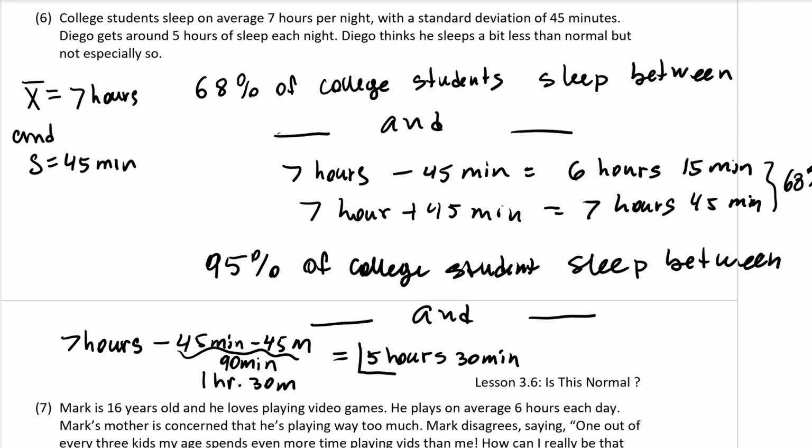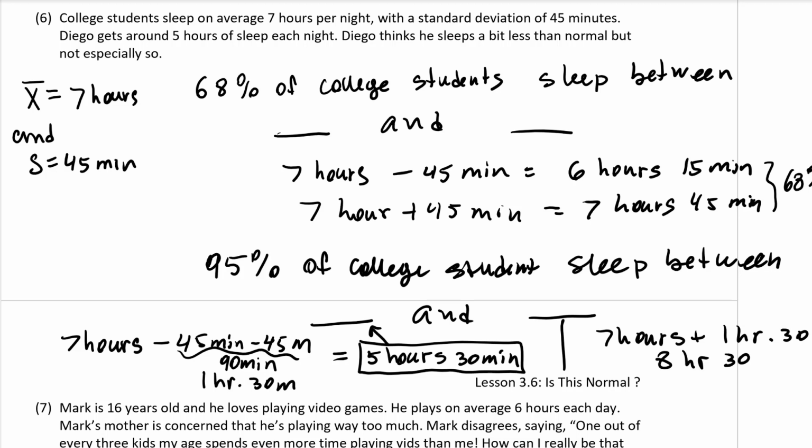So that would be the lower end. And then the upper end is going to be 7 hours plus 1 hour and 30 minutes, which gives us 8 hours and 30 minutes. So look, a little bit of time calculation, but the understanding here is that once we subtract the standard deviation twice and add the standard deviation twice, that tells us where the majority of college students will fall.